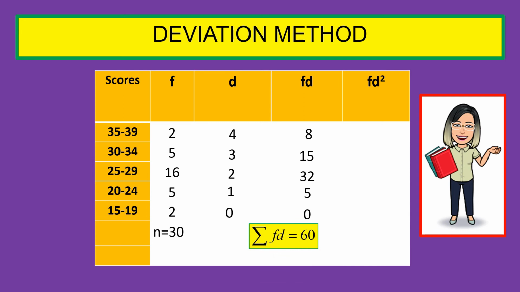Summation of FD is 60. Then we'll find the product of D times FD. D times FD is FD squared. 4 times 8 is 32. 3 times 15 is 45. 2 times 32 is 64. 1 times 5 is 5. 0 times 0 is 0. So we will find summation of FD squared, and summation of FD squared is 146.